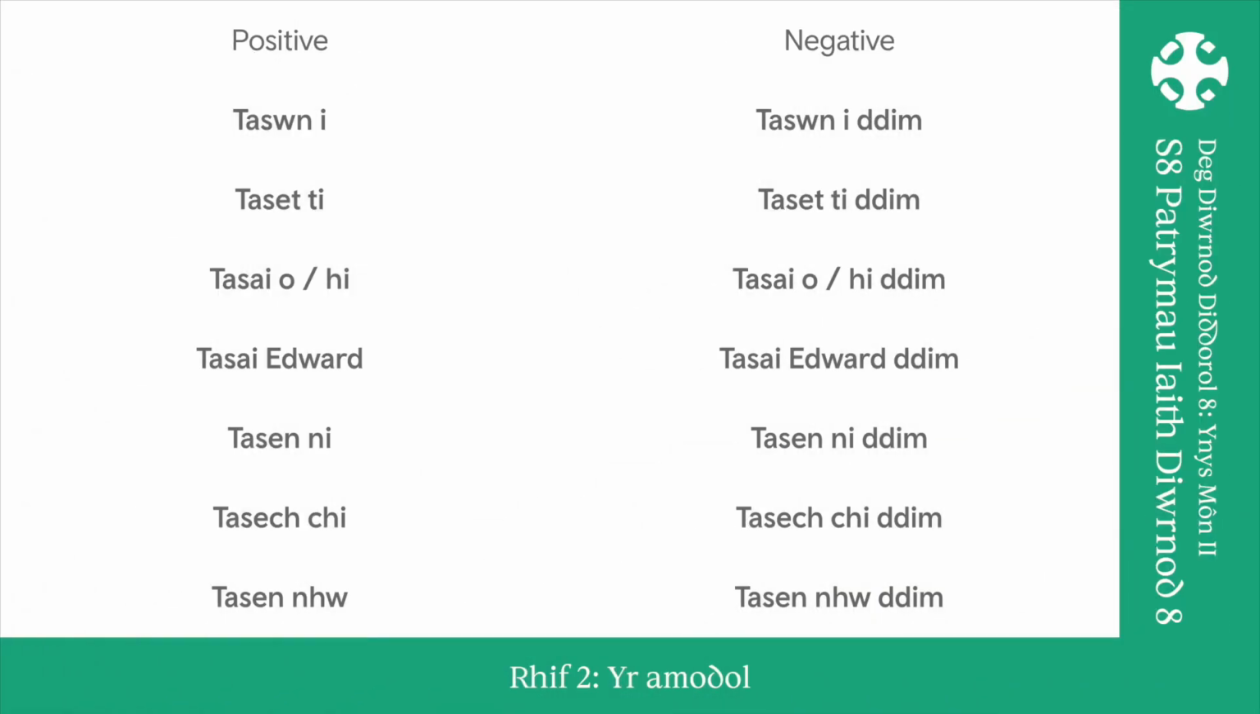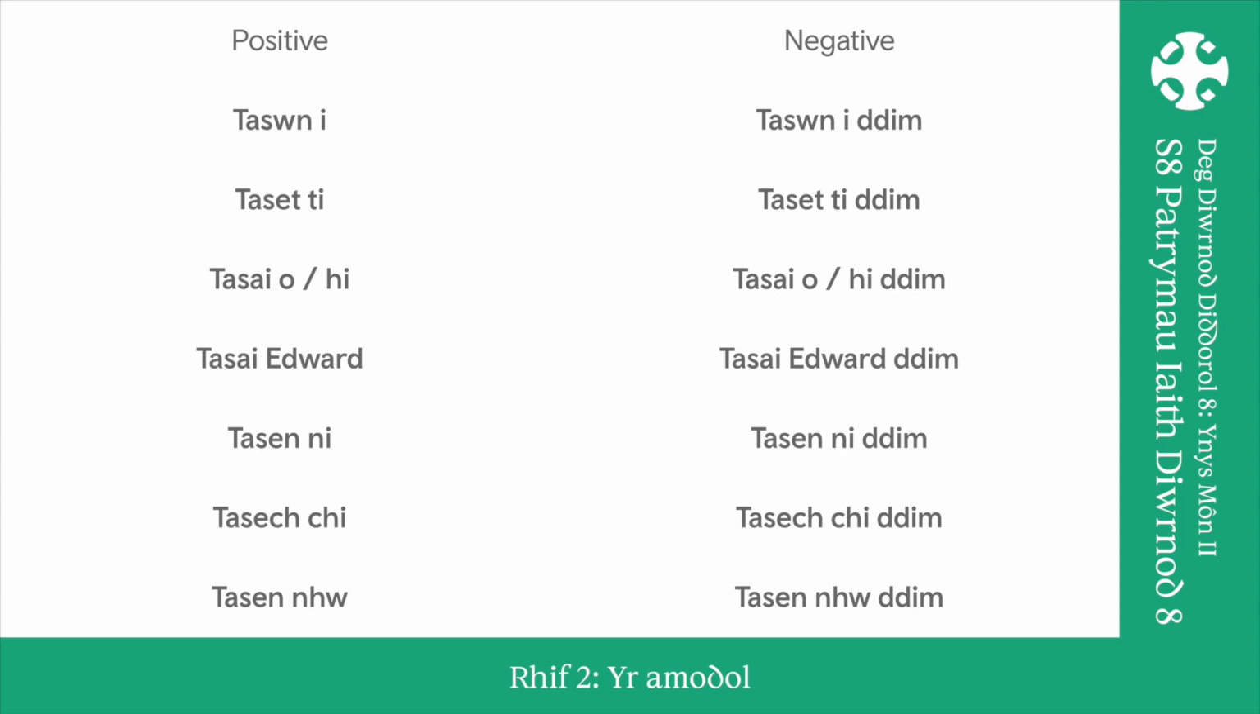Here is the full pattern. Taswn i, taset ti, tasai o, tasai hi, tasen ni, tasech chi, tasen nhw. Taswn i ddim, taset ti ddim, tasai o ddim, tasai hi ddim, tasen ni ddim, tasech chi ddim, tasen nhw ddim.